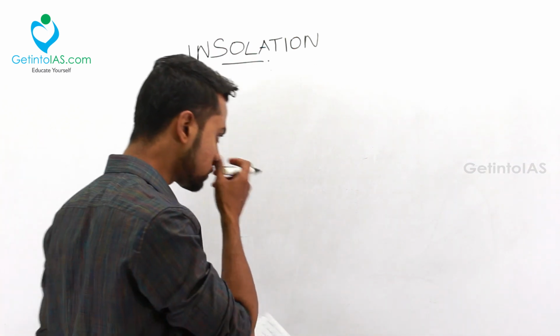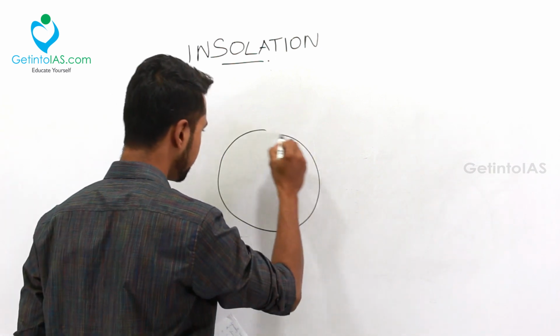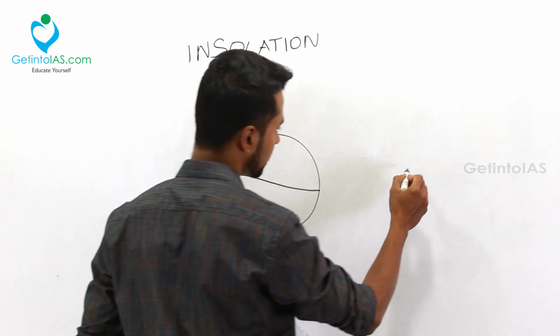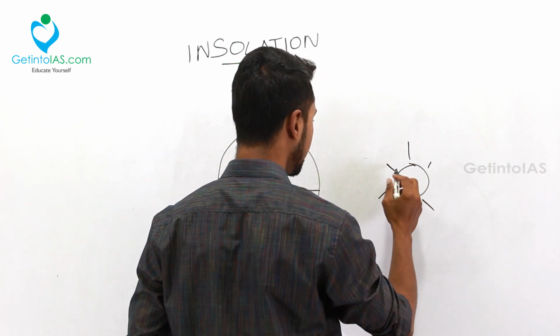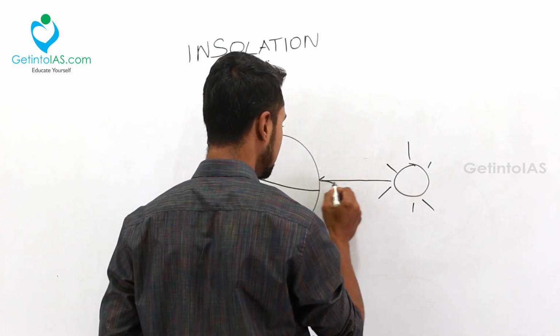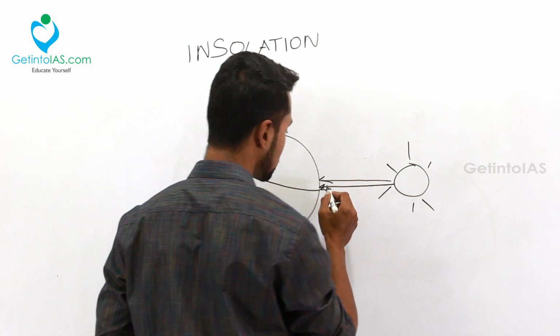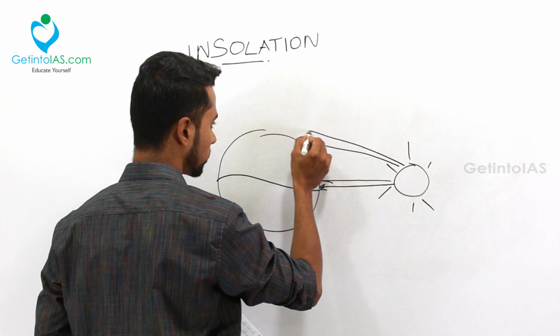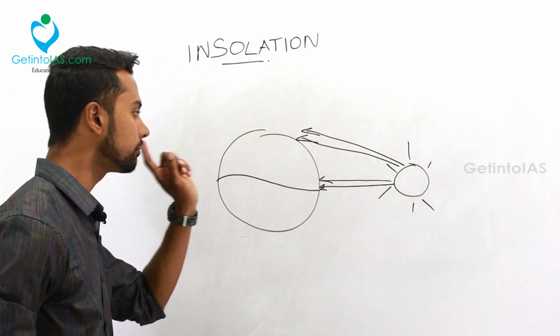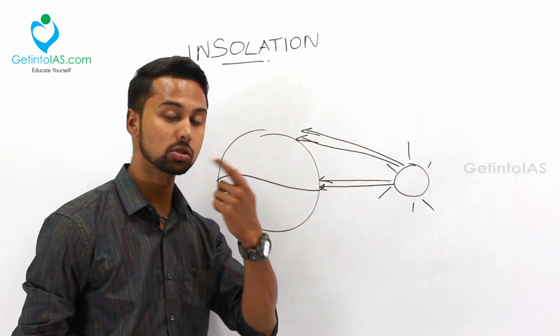The first factor is the angle of incidence. So we all know this is the earth, and let us assume the sun is here. The sun's rays will fall on the earth. These are known as the vertical rays and these are the oblique rays. So this is the angle of incidence, the first factor, based on the insolation I am saying.